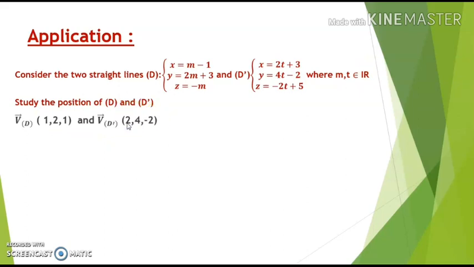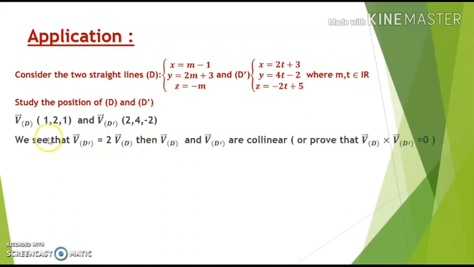First step, we are going to find a director vector of D and a director vector of D prime. For D, it's (1, 2, minus 1). For D prime, it's (2, 4, minus 2). Let's study the position of these two vectors. We see that V of D prime is equal to the double of V of D. Then VD and VD prime are collinear.